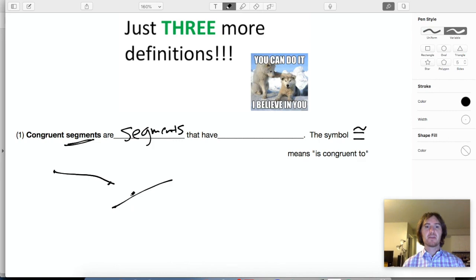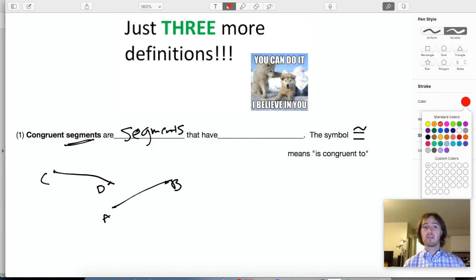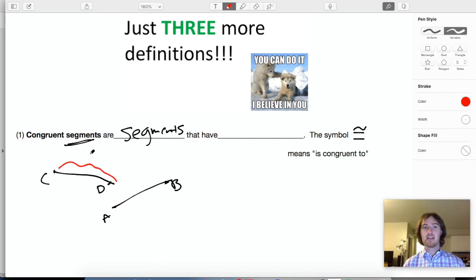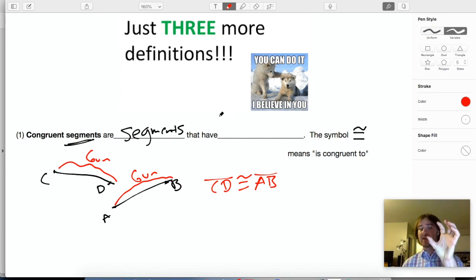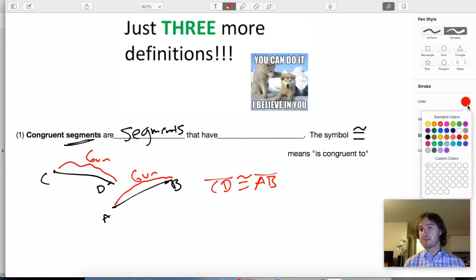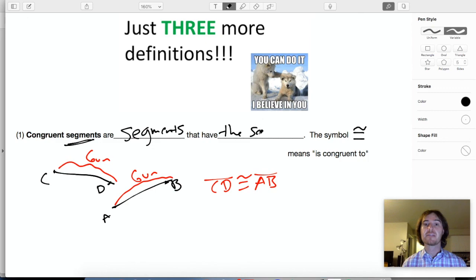So we got here, maybe let's make this segment AB. And we got this as segment CD. And I'm guessing these would be congruent if they were the same length. Okay, so if this were, say, a length of 6 units, and this were a length of 6 units, then segment CD would be congruent to segment AB. So congruent segments are classified as segments. How are they differentiated? There are 2 segments that are exactly the same. They have the same length. Okay, the same length. And we've completed that definition right here.